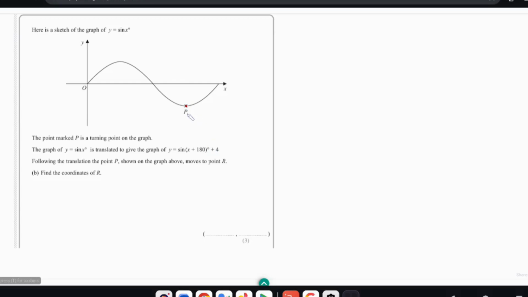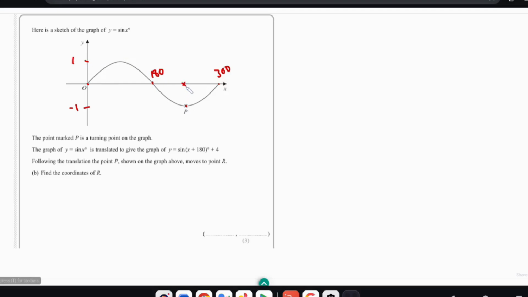So this is the graph of y equals sine x. I know we have 180 here and 360 here. So point P is, and again I know for a sine graph it goes from -1 to +1.